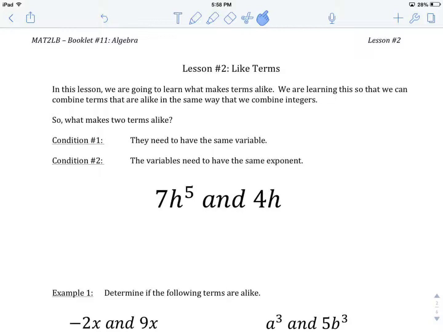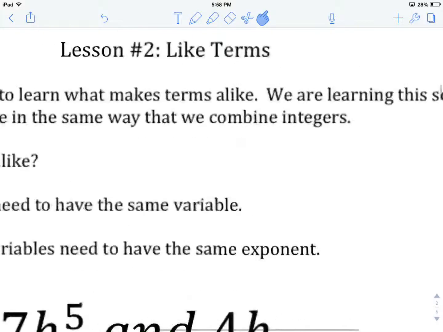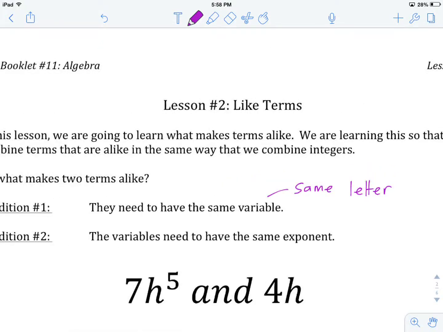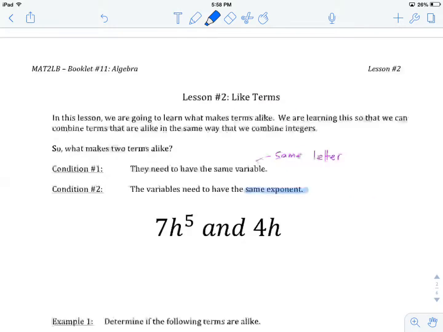Condition number 1 for two terms to be alike: they need to have the same variable. That means the same letter. And I'm just going to reinforce that. This means the same letter. The second condition, those variables need to have the same exponent. And I'm just going to highlight that part. Same exponent. So two things that we're looking for: same letter, same exponent.